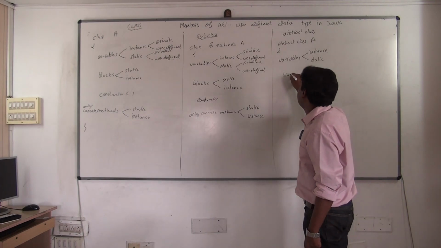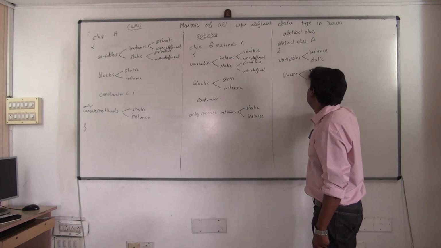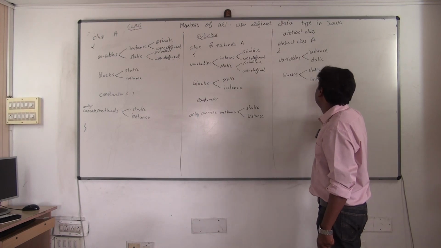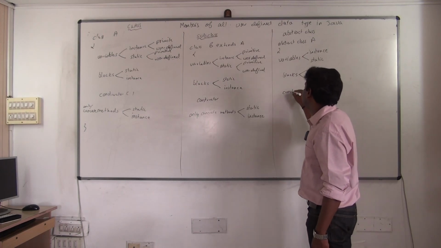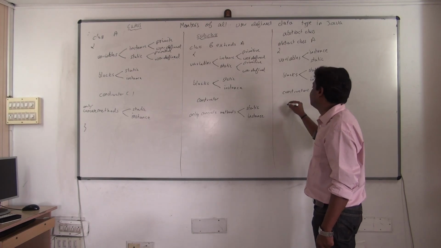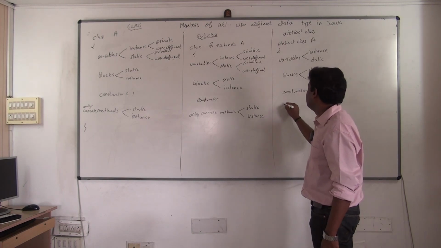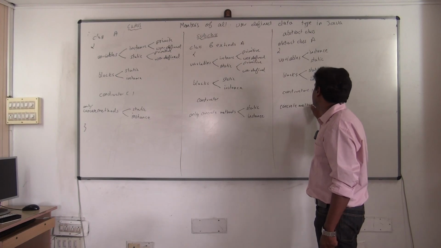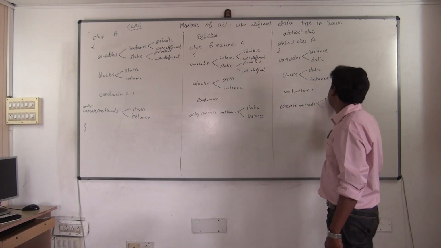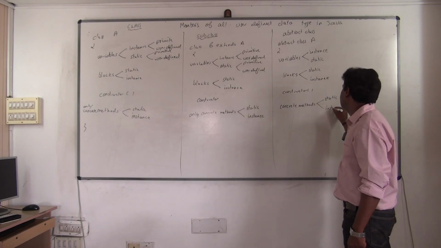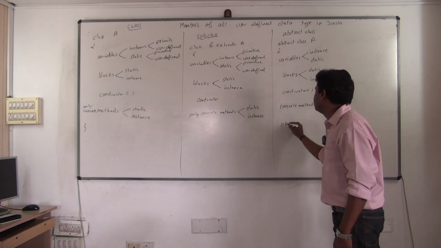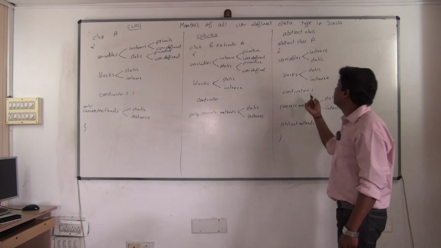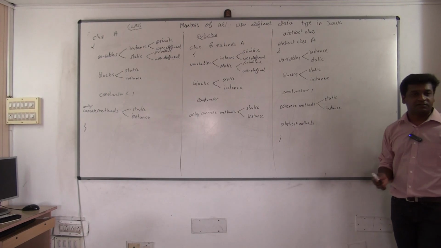So again an abstract class can have blocks, static and instance. Again, an abstract class can have a constructor. And this can contain concrete methods, and they can be static and instance also. Plus it can contain abstract methods also. That's the extra member it can have. These are the members of an abstract class.